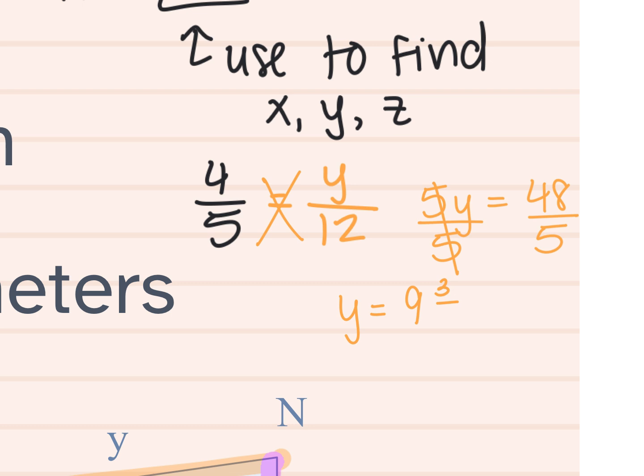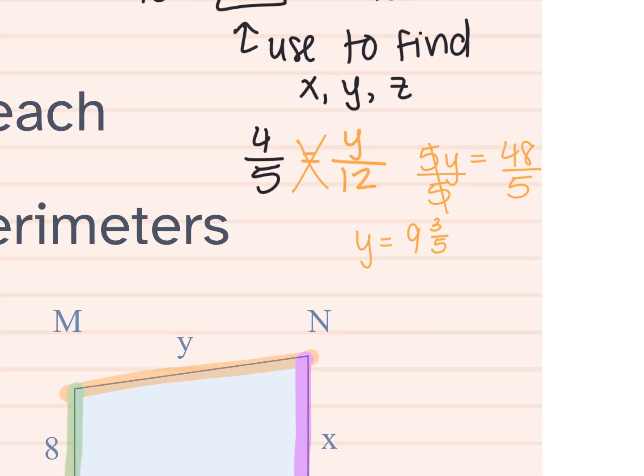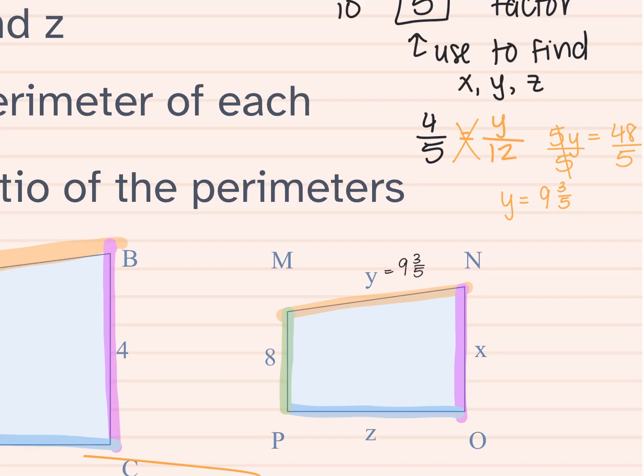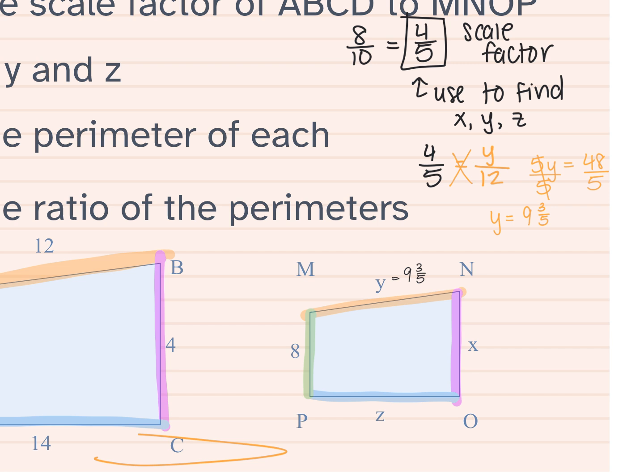I would keep it as a fraction. If you want to change it to a decimal, always round to the nearest tenth. So writing my answer in, 9 and 3/5. So I'm going to go ahead and do the same thing for x. So taking what I have, which is my ratio, 4/5, equals, I'm going to have x over 4.